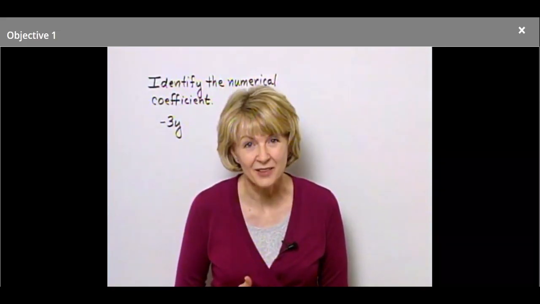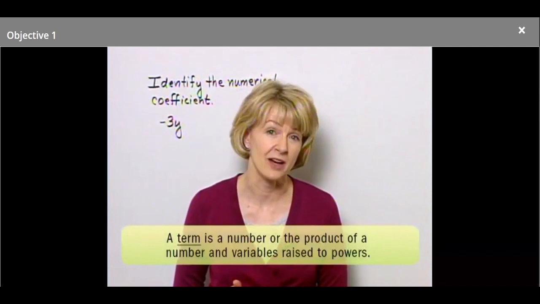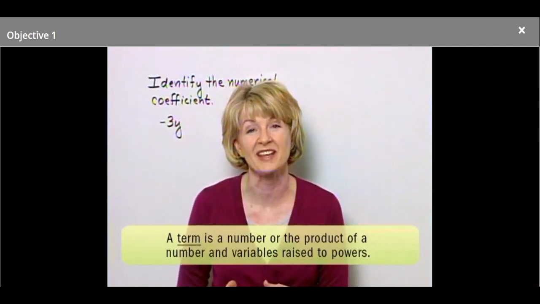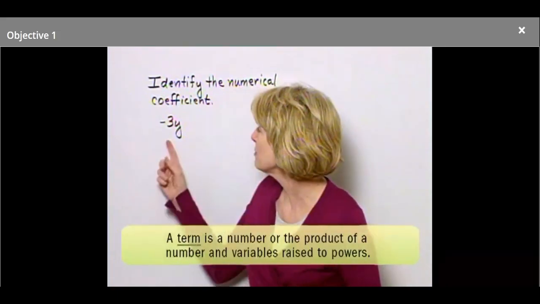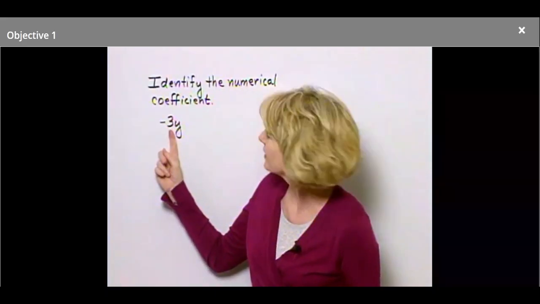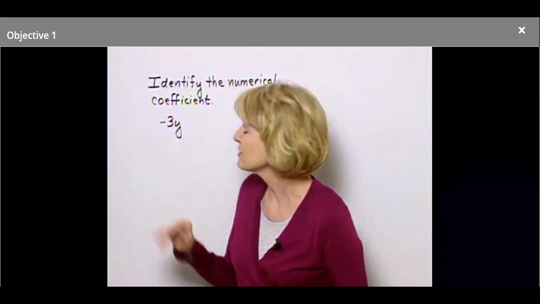So let's begin with a definition of the word term. A term is a number or a product of a number and variables raised to powers. For example, this is a term. It is the product of the number -3 and y. So here we have a term.